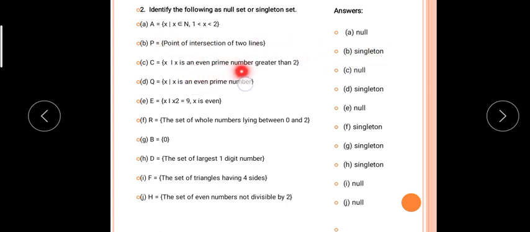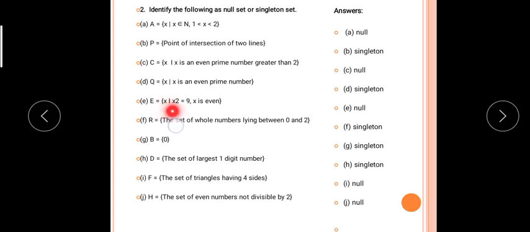X is an even prime number greater than 2. Is there any element? No. Therefore it is a null set. X is an even prime number. How many? Only 2. And therefore it is a singleton.